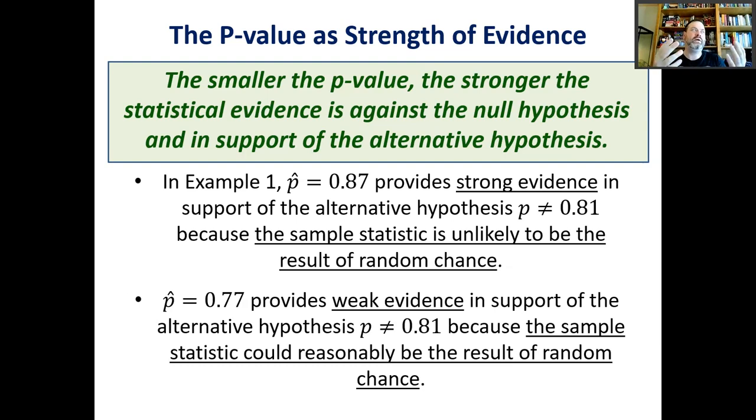And what happens is we end up interpreting that sort of unofficially as the likelihood that the alternative hypothesis would be true. I mean, it's not that in a very mathematically precise sense, but that's sort of how we interpret it. And then second bullet, if p-hat is 0.77, that's weak evidence in support of the alternative hypothesis, because the sample statistic could reasonably be the result of random chance. So all we have to do now is come up with a benchmark of how small a p-value has to be in order for us to conclude that the alternative hypothesis is true.